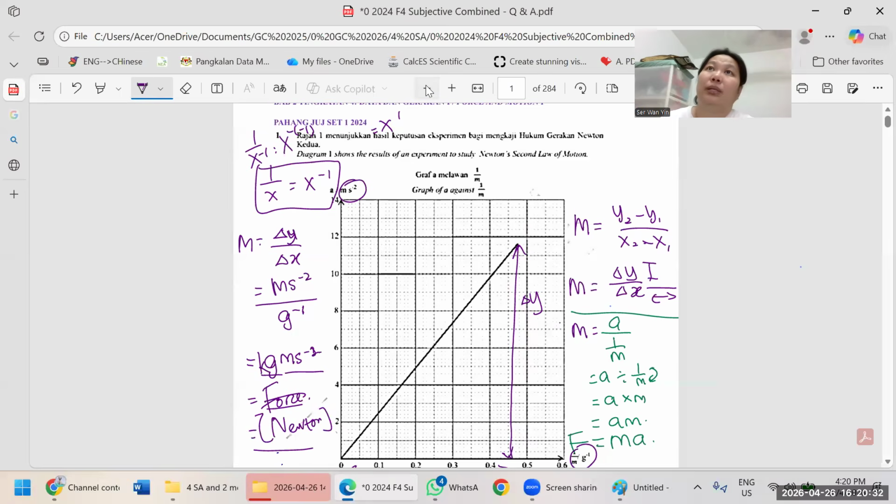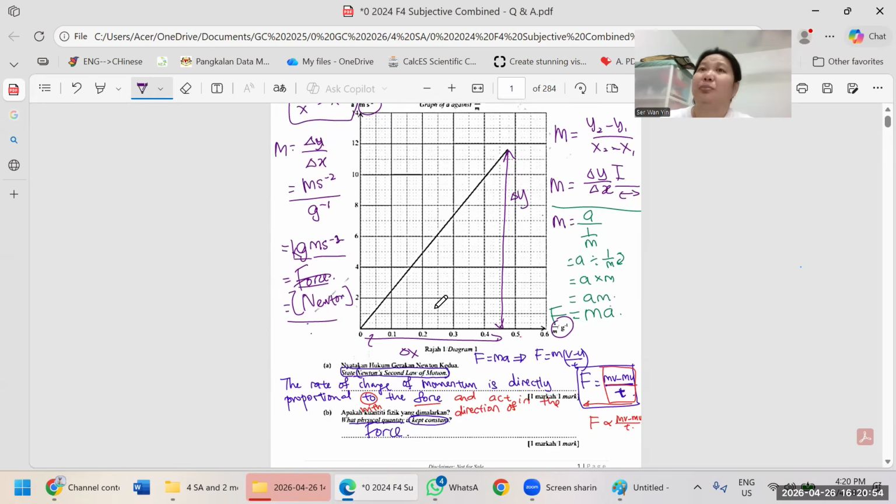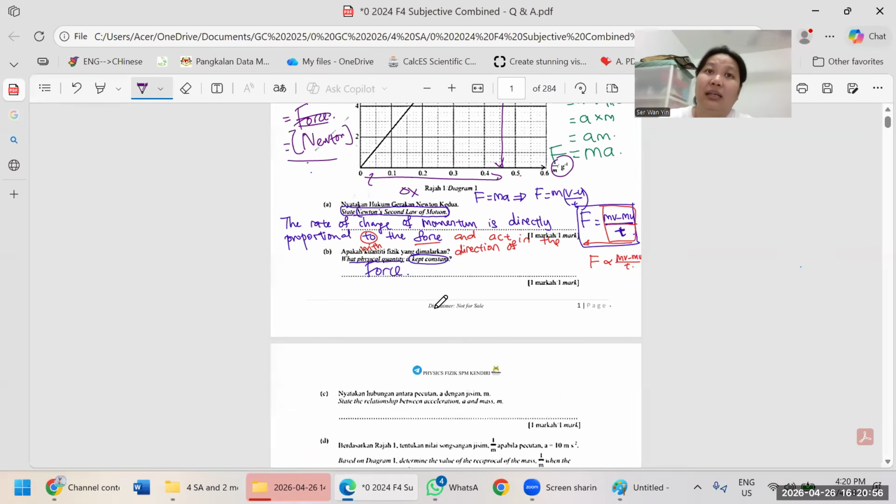So you all need to be alert to what is always kept constant: the gradient, if this is a linear, straight line graph. Okay. This is very new to you, but at the end of the year, you'll feel this is a piece of cake.